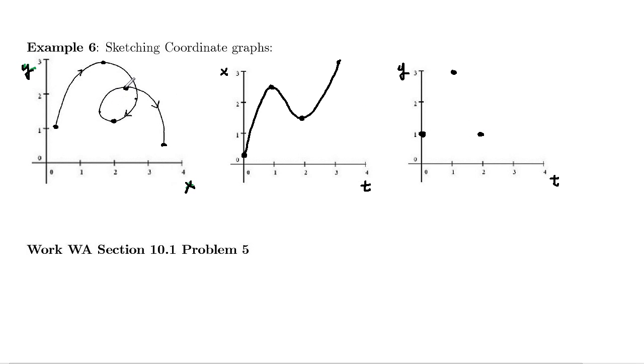Goes back up to a y coordinate of 2. And then comes down to a y coordinate of about 0.5. So this goes up, down, up, and down.